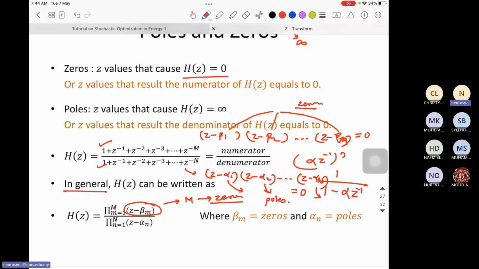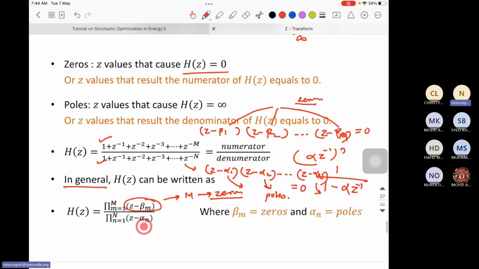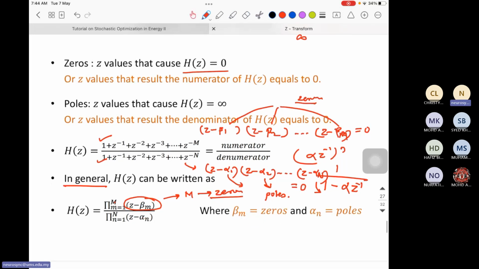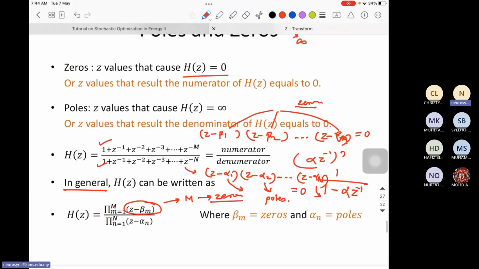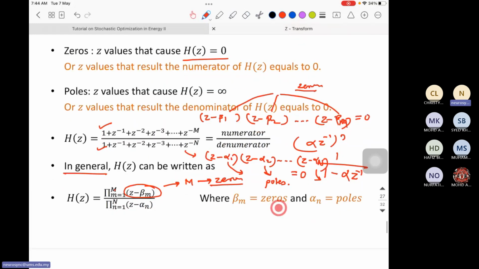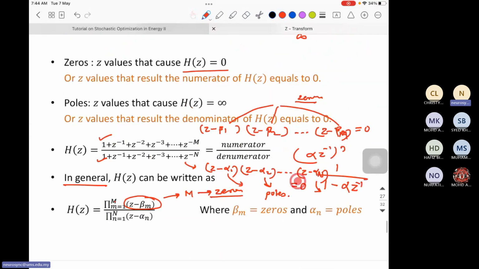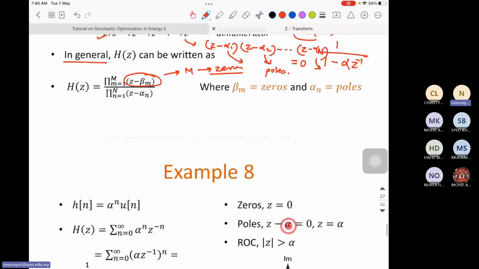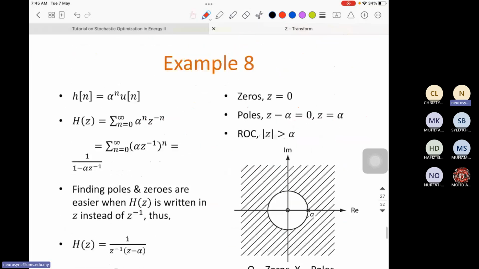So this beta of M are basically the zeros. This beta of N are the zeros. Alpha of N are the poles of the system. So we will do this with one example. This example we have already seen.